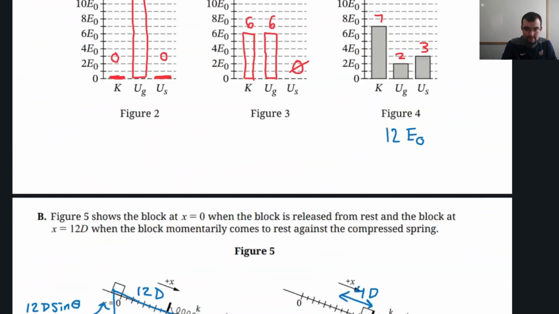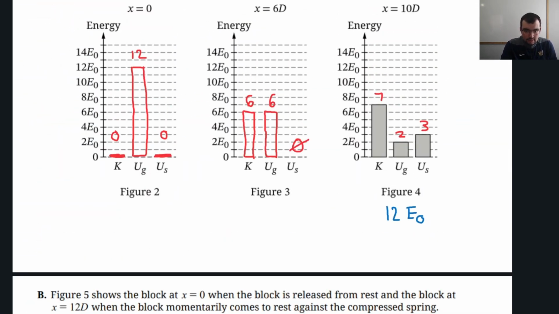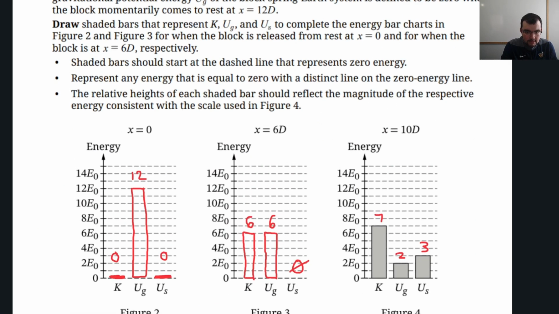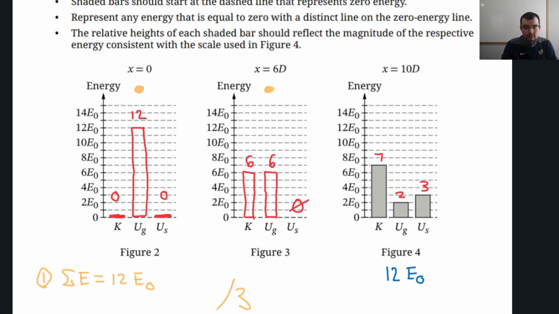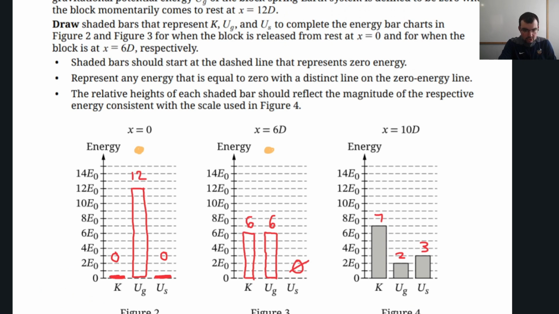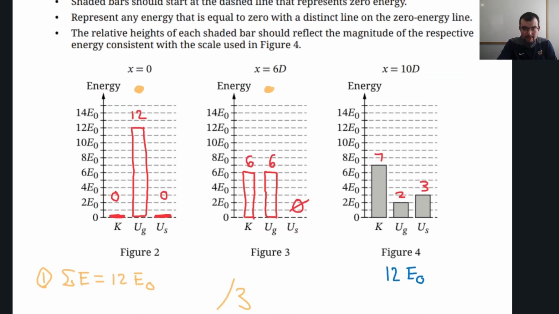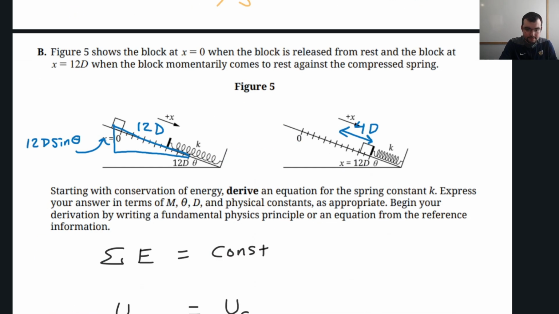So now for scoring. This is out of 3. So I imagine this curve is a point, this bar chart is a point, and then your third point would be the sum is equal to 12E0. So 1 point for a split between K and UG for the 6D, 1 point for all of it in gravitational, and maybe 1 point for the sum always equaling 12E0.